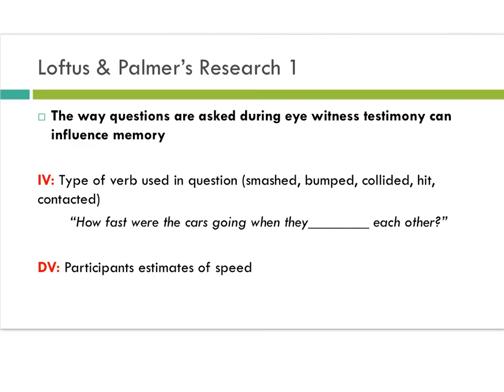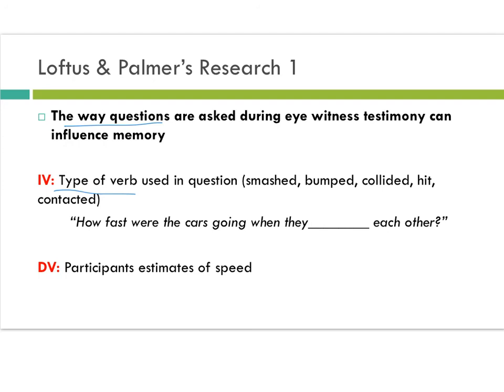So we need to make sure that we know some of Loftus and Palmer's research. This is the first study that they did, and remember they did it at their university. From memory, they sampled about 45 people. They showed participants a scene of a car crash, and they asked questions of the eyewitnesses. The way the questions were asked during the testimony actually influenced their memory. The IV was the type of verb used in the question: how fast were the cars going when they smashed, bumped, collided, hit each other?